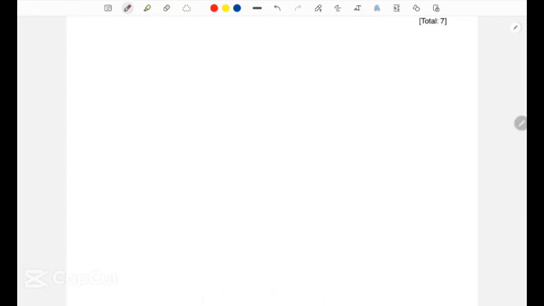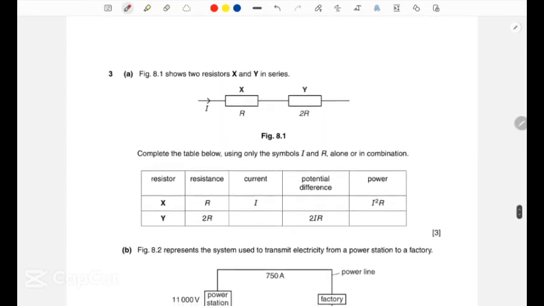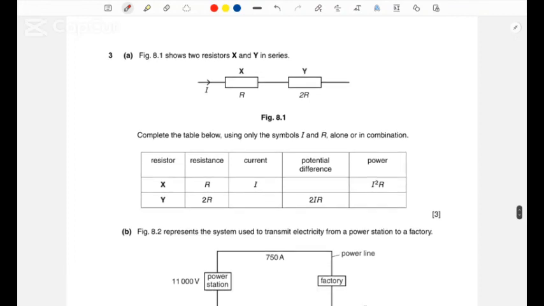Let's move on to the next one. Figure 8.1 shows 2 resistors X and Y in series. Complete the table below using only the symbols I, R alone or in combination. So for resistor X, the resistance is R, the current is I, and the potential difference is going to be IR. For Y, the resistance is 2R, and the current is still I, because current in a series circuit stays the same.